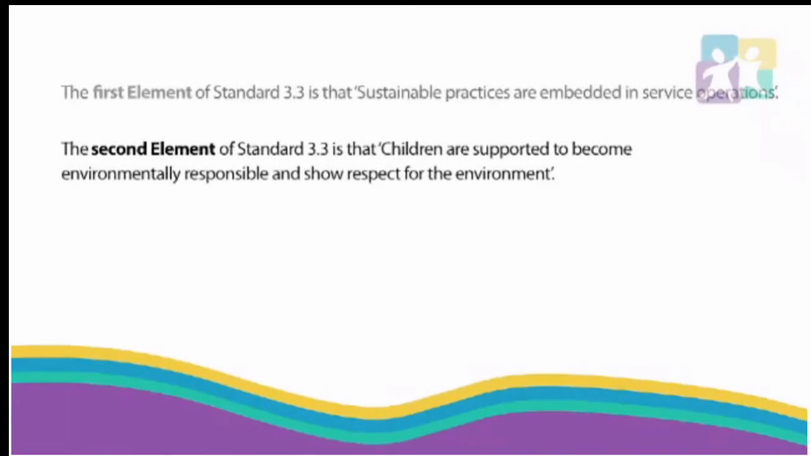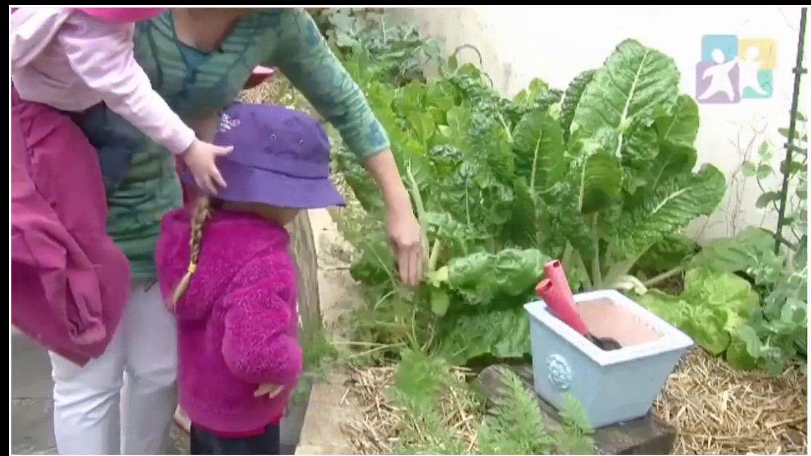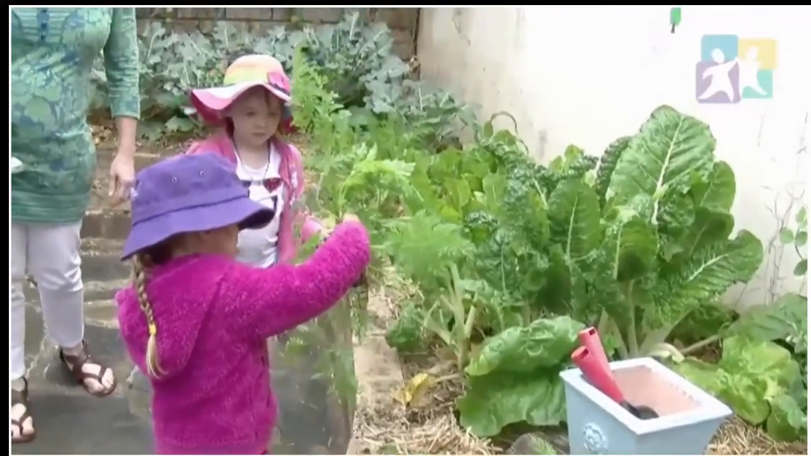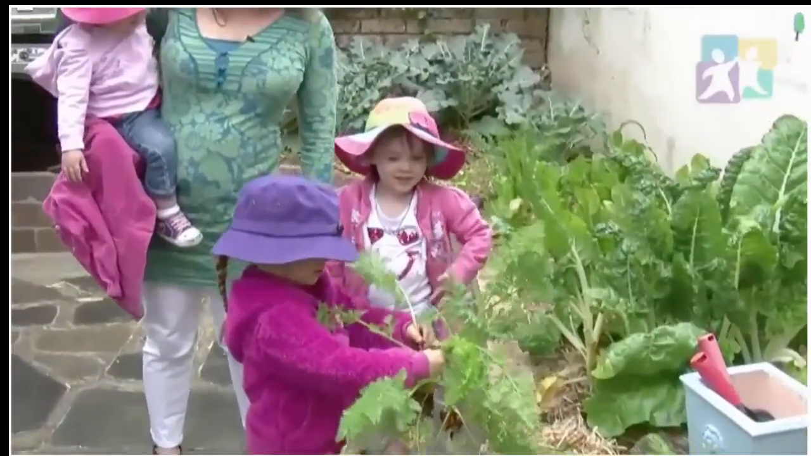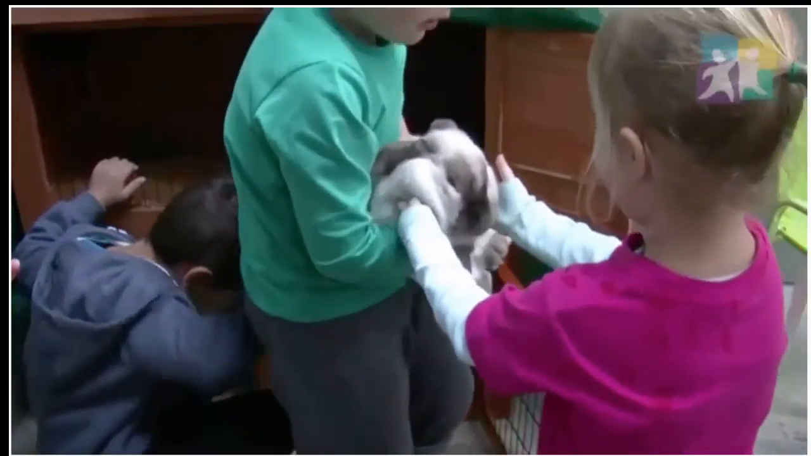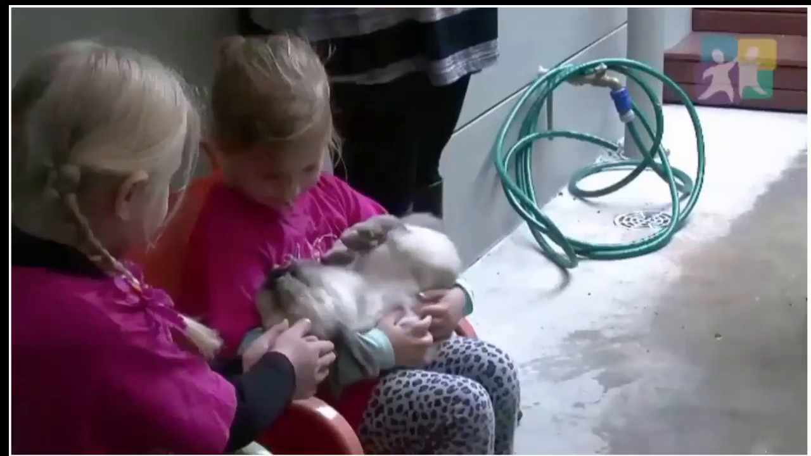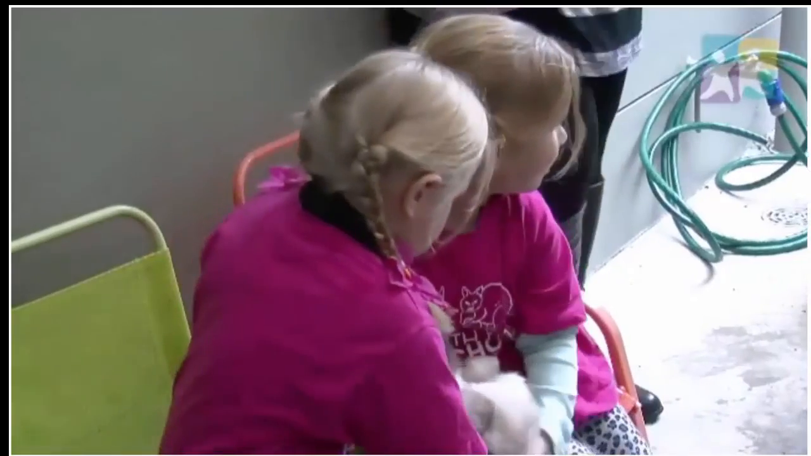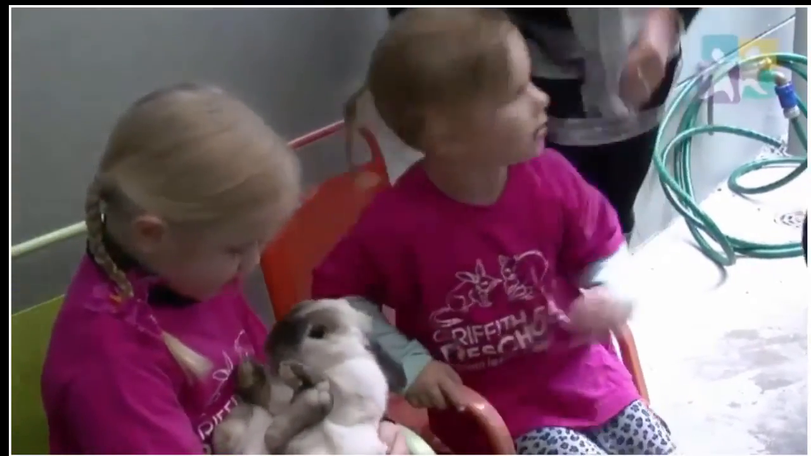The second element of Standard 3.3 is that children are supported to become environmentally responsible and show respect for the environment. We want children to develop an understanding and respect for the natural environment, including the interdependence between people, plants, animals, and the land. This means providing children with information and explanations about how the environment works. When children learn to care for and appreciate the natural world and the resources around them and beyond, they develop respect for their physical environment. And that's quality area 3, the physical environment.